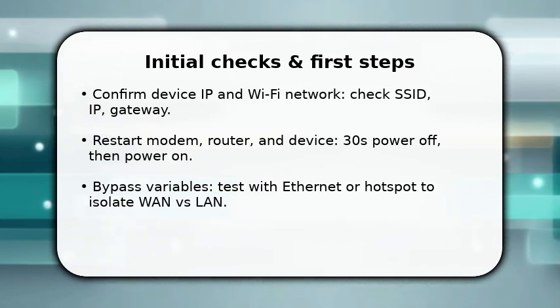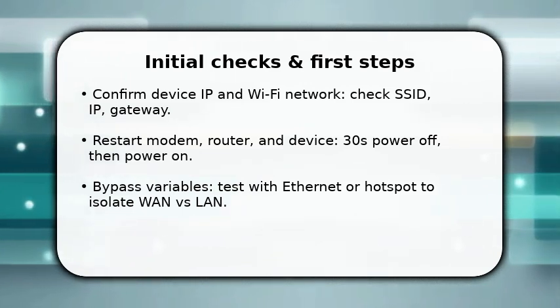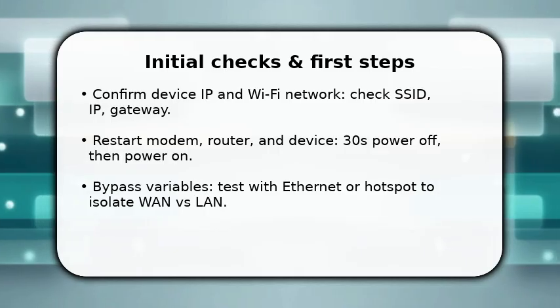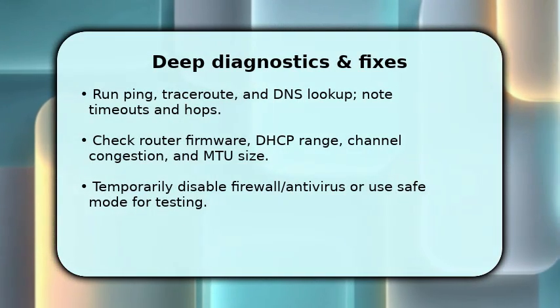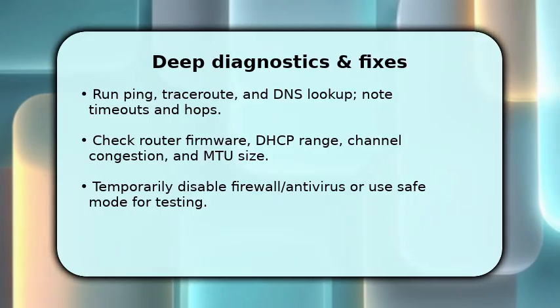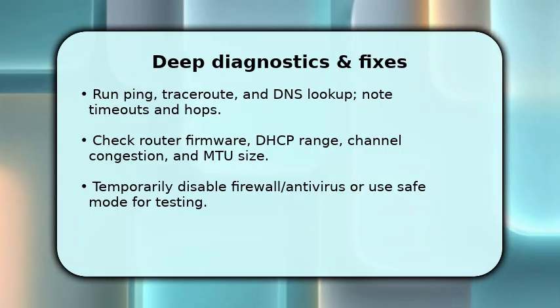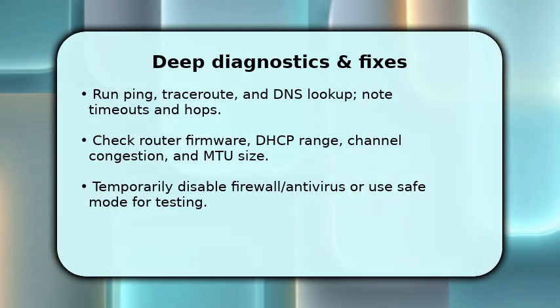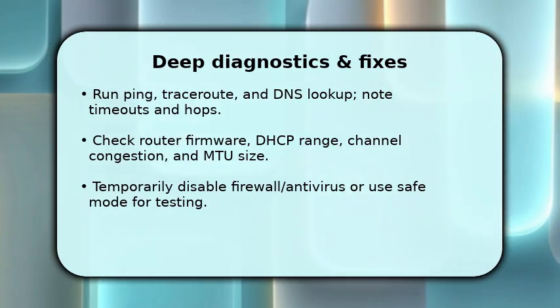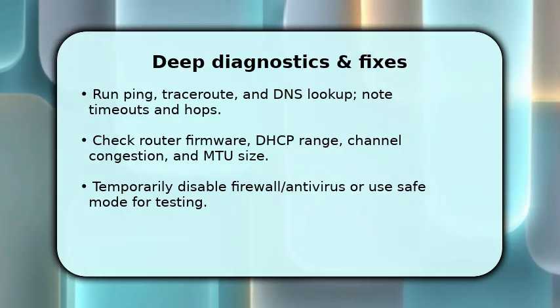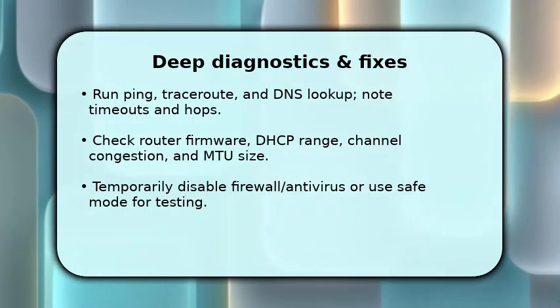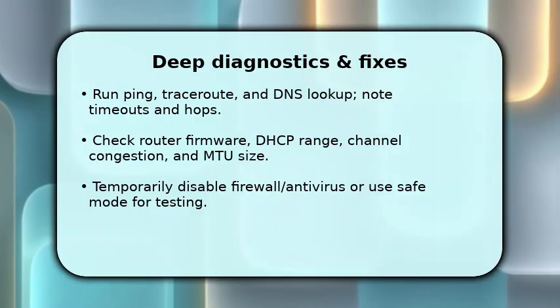Once you've isolated the problem zone, run targeted diagnostics. Ping the gateway and 8.8.8.8 and run traceroute to identify where packets fail. Make sure DNS resolves by using NSLOOKUP or changing to a reliable DNS like 1.1.1.1. Inspect router settings, firmware version, DHCP range, wireless channel congestion, and MTU.